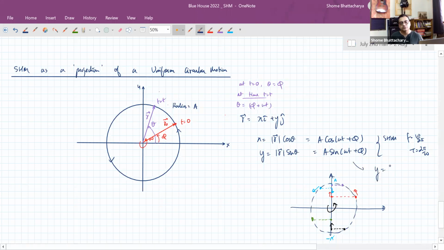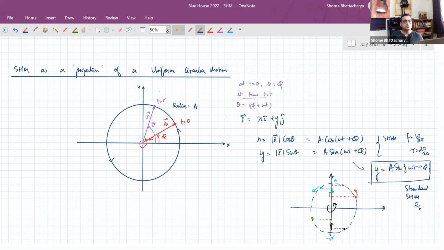But as I said, there's no difference between sin(omega t plus phi) and cos(omega t plus phi). There's only a phase difference of pi by 2 between the two. So you can visualize it either way. So this is like the standard SHM. Now how this method makes it easy, I'll explain in a moment, but write this down first. SHM is a projection of uniform circular motion.